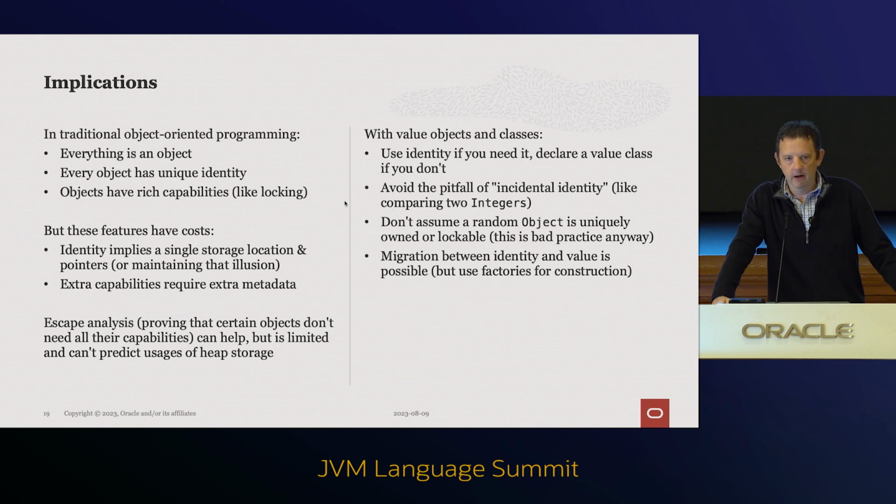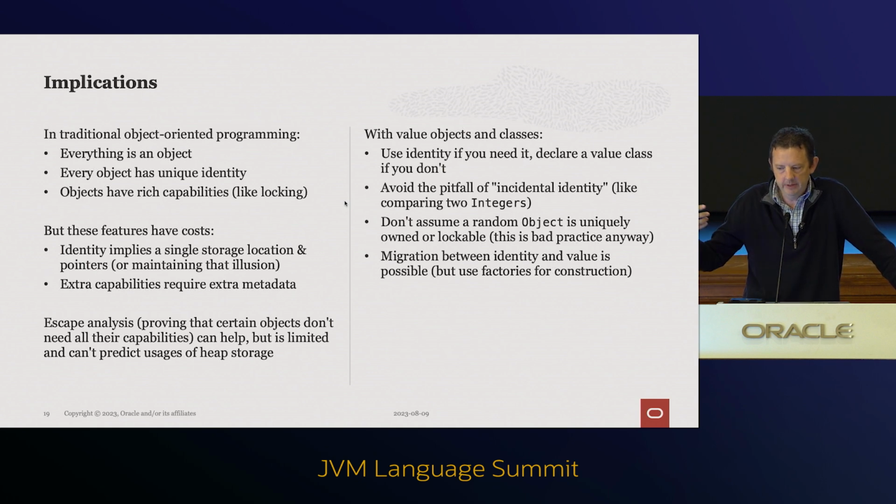So some implications of declaring a value object. In traditional object-oriented programming, everything's an object, there's a unique identity, there's a rich set of capabilities that comes with these, but there's costs, like I talked about. As I mentioned, escape analysis can try to identify instances where those costs aren't necessary and then do some optimizations. With value objects, you don't need those sorts of optimizations. You just know that this object doesn't have an identity, and I can copy it around in whatever way is convenient.